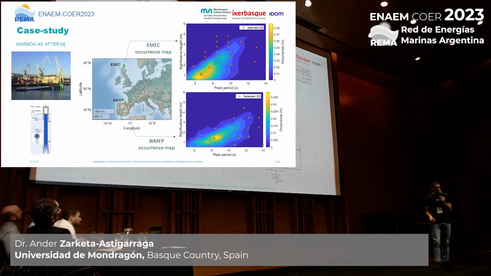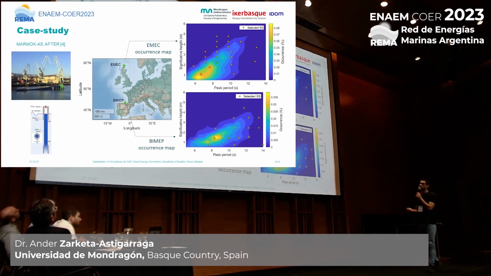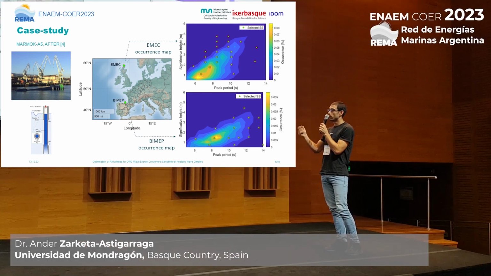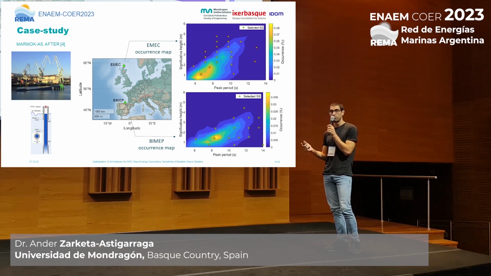What do we do with all of that? We go to a specific case study with the Marmok A5 device, which is developed by IDOM and has been deployed at the BMEP site in the Basque country. And the point with this particular device is that it already constrains some of the geometrical parameters, namely the number of blades, the gap between the blade and the casing, and the casing radius, but we still have plenty of room for optimization via the height-to-tip ratio and the linear variations of both the NACA profiles and the solidities.